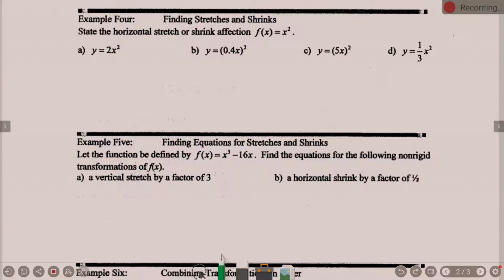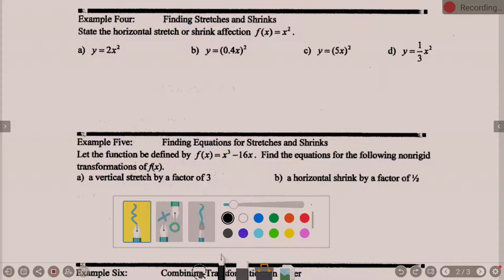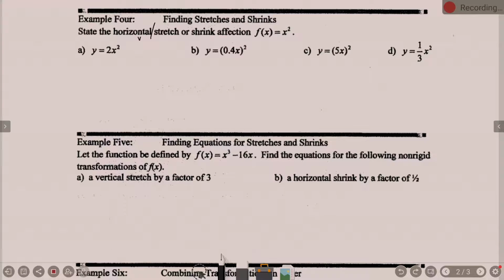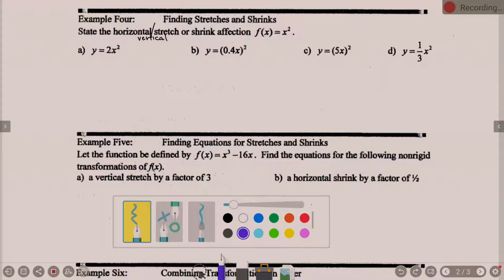Okay, so example 4. Finding stretches or shrinks. You'll notice in the directions it says state the horizontal stretch or shrink. We're going to talk about horizontal and vertical stretch and shrink. You're probably going to want to be flipping back and forth to the page up front. What we talked about yesterday: we had that vertical where the number was multiplied out front, and a horizontal where the x value was divided by a number.